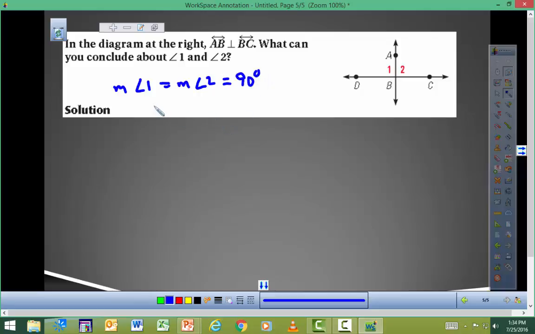And we could say, therefore, that's the symbol for therefore, it's not a gang symbol. Therefore, we have two right angles. I think that's what we can conclude. Alright, easy enough, huh?